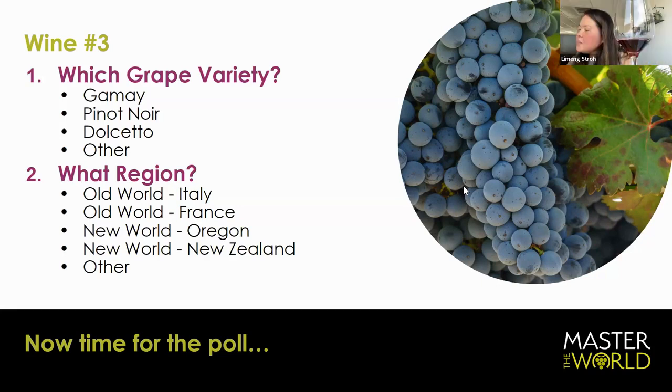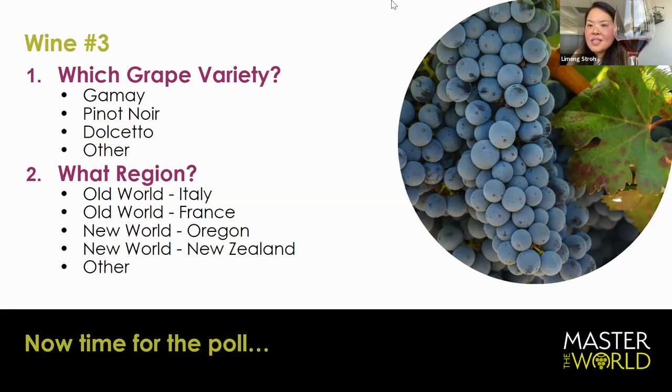Tim, we have about a 50-50 coming in on New World versus Old World. Maybe a hint there. Well, okay. So how much of a deal did I make about the fruit versus the earth and mineral? That's really the telltale. Yep. Great.